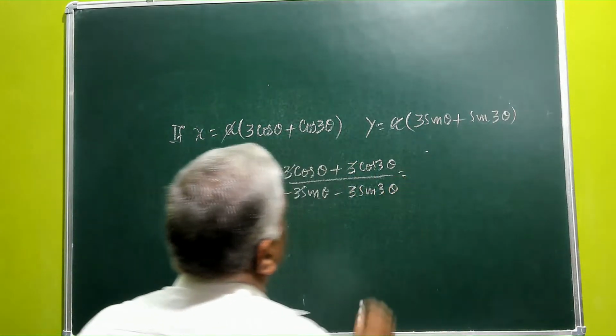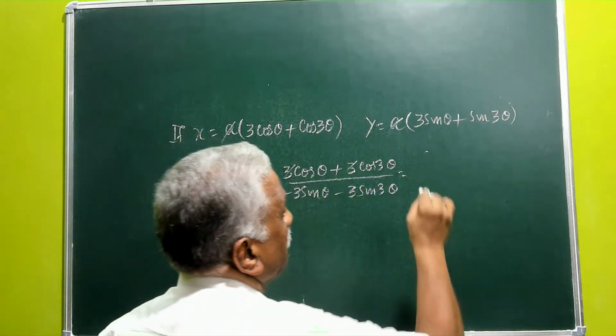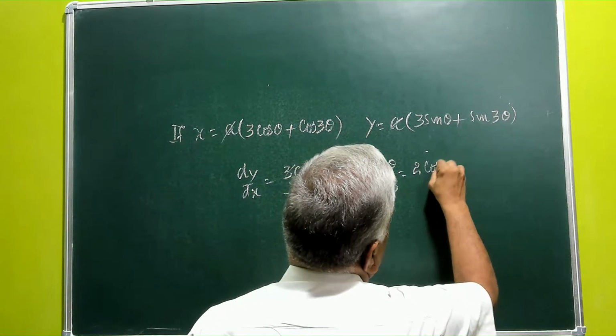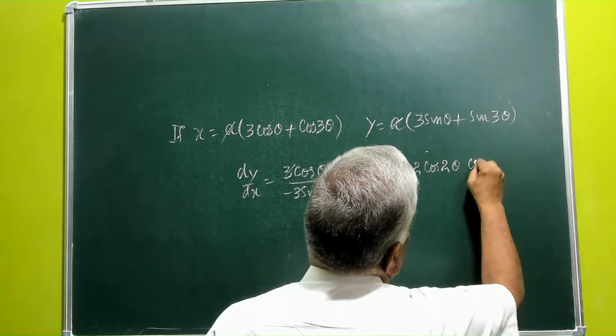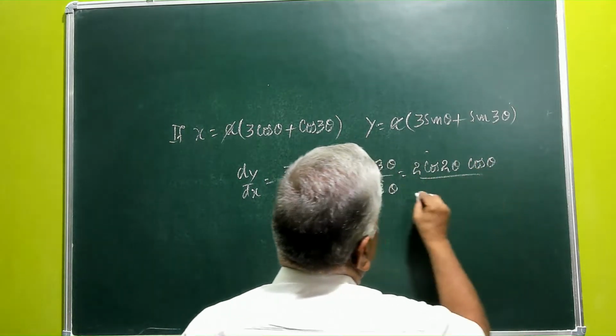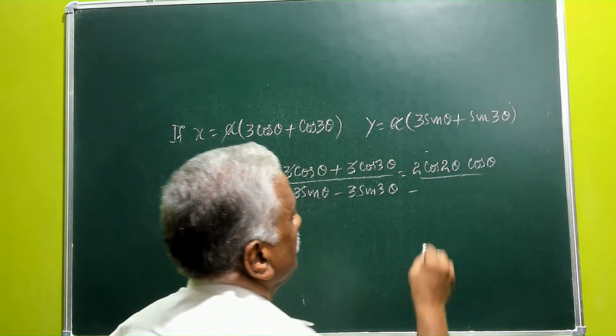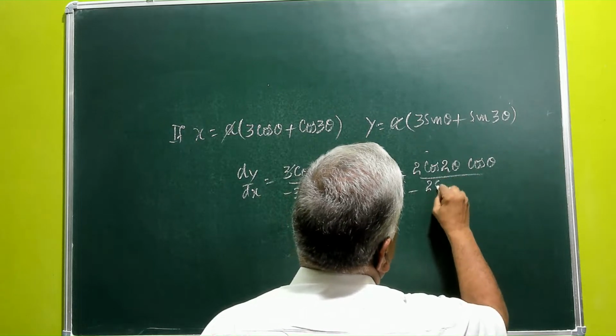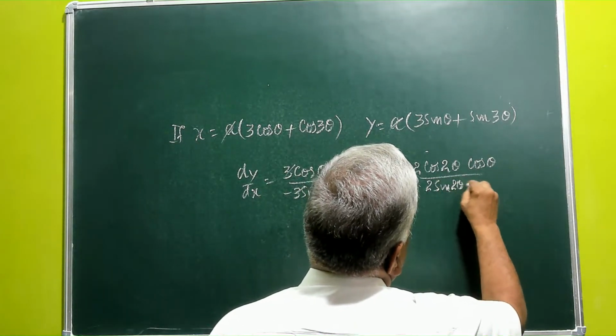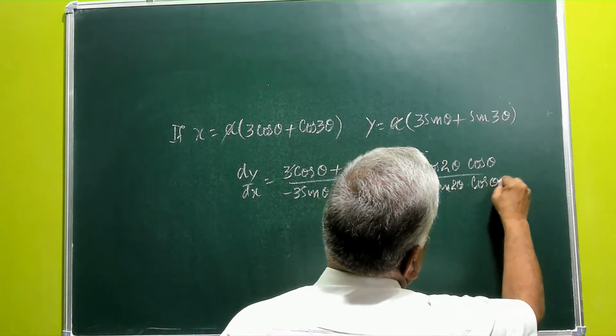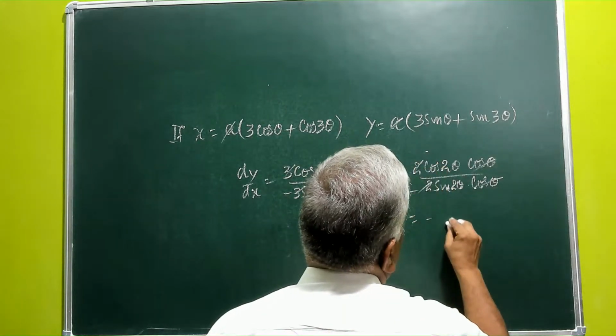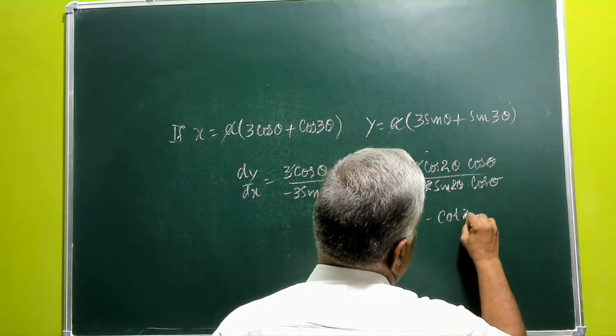So this is cos C plus cos D: 2 cos of (C plus D) by 2 into cos of (C minus D) by 2. This is minus, take it out: 2 sin 2 theta into cos theta. This will cancel. This will cancel. You get minus cos 2 theta over sin 2 theta.